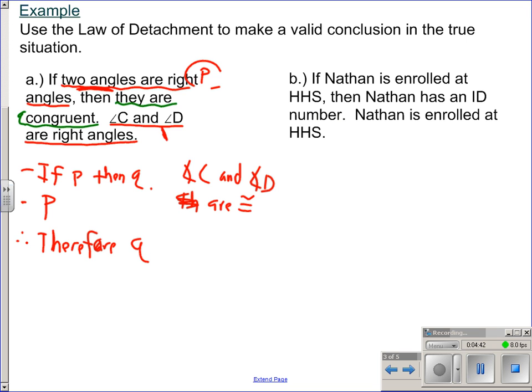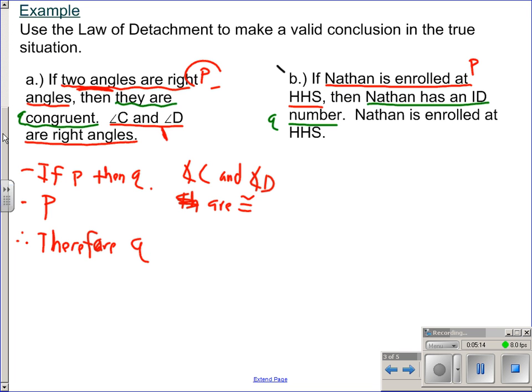That's the law of detachment. Okay, second example, part B. If Nathan is enrolled at Heartland High School, then Nathan has an ID number. Nathan is enrolled at Heartland High School. So what is the valid conclusion? Well, again, looking at the form, here is statement P. Then Nathan has an ID number. That is our statement Q.